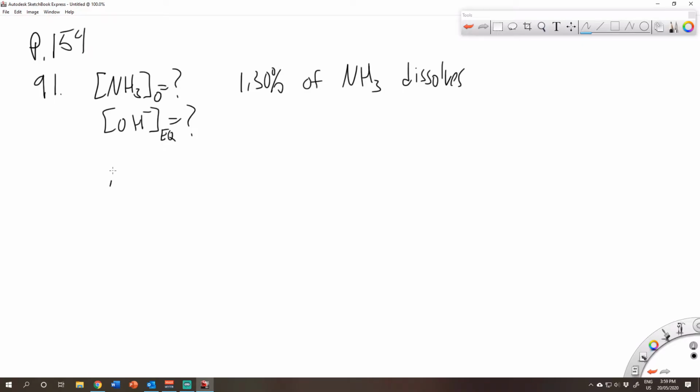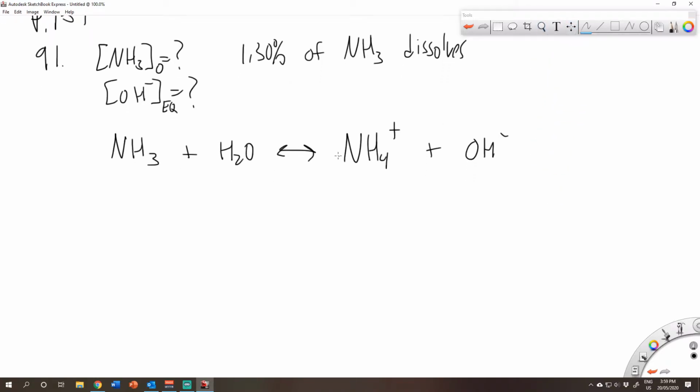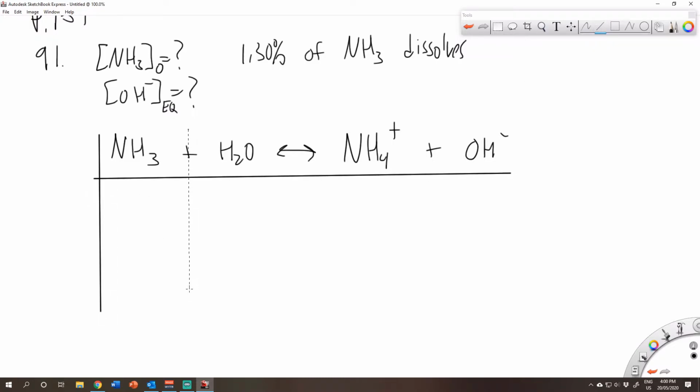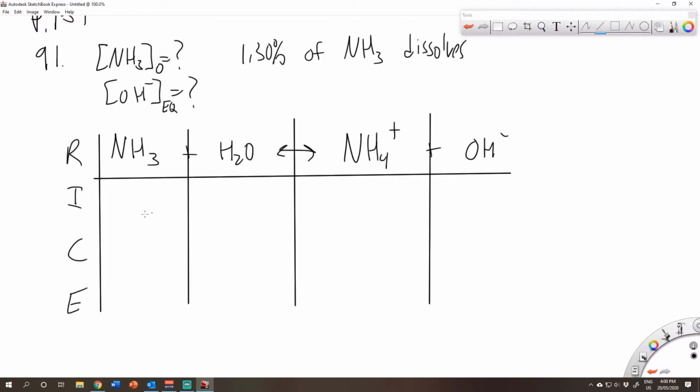What this basically means is that because NH3 is a weak base, not a strong base, it'll form an equilibrium and will create the following: NH4 plus and OH minus. So we are asked to find the original amount. Being an equilibrium, we will have to use a RICE table to help us solve this. There's my reaction, initial, change, equilibrium.